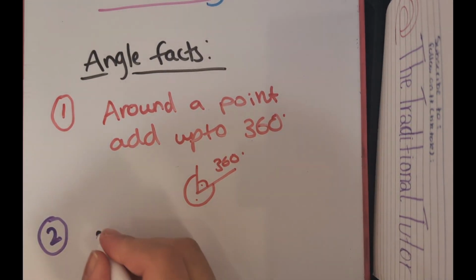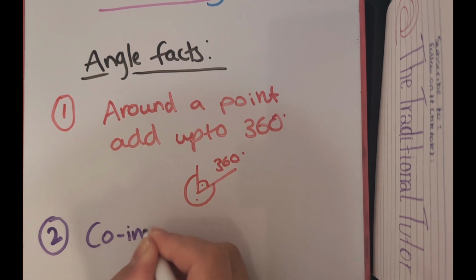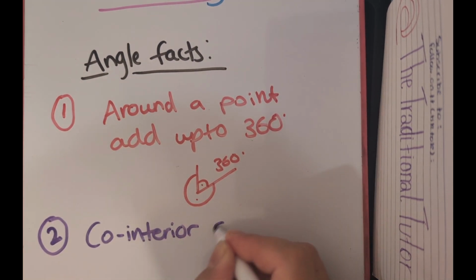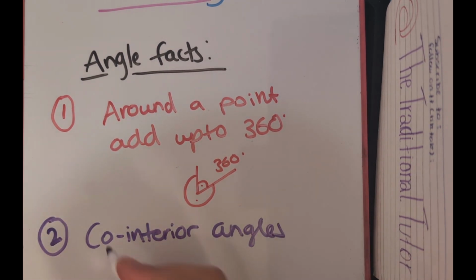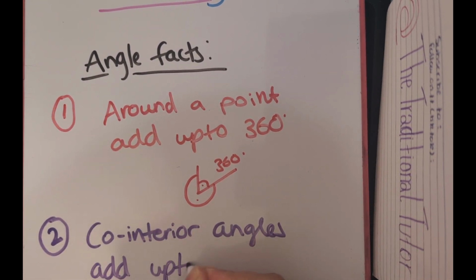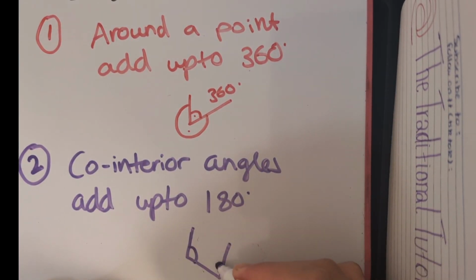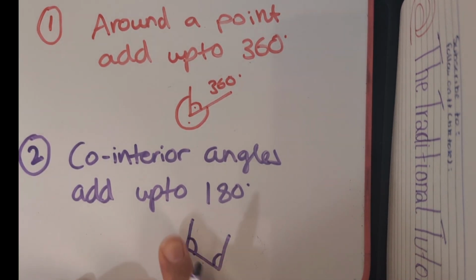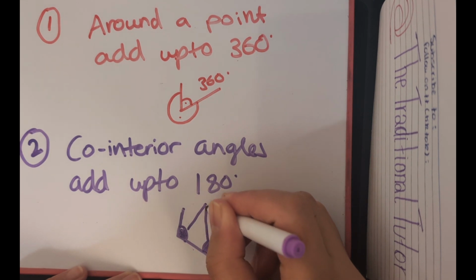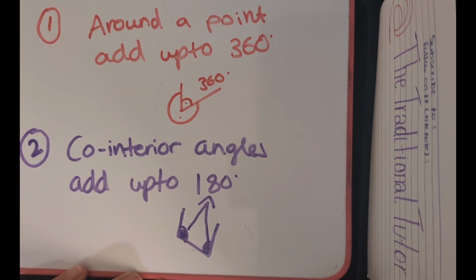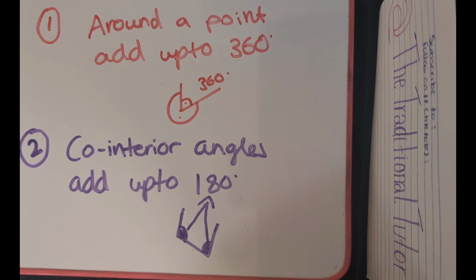The second quite popular one that tends to come up in these questions is co-interior angles. They add up to 180 degrees. Co-interior angles are kind of like this. This is a typical example when you've got this sort of diagram, and then these two angles here, this one and this one, are going to add up to give you 180 degrees. This is always the case when you've got a C shape and two angles that are right inside your diagram.